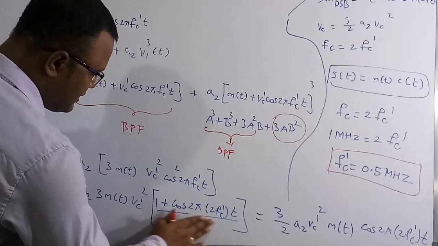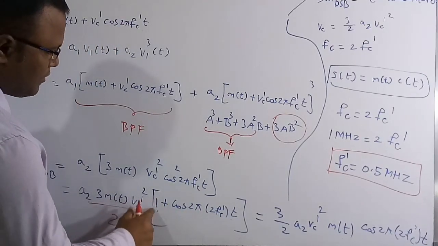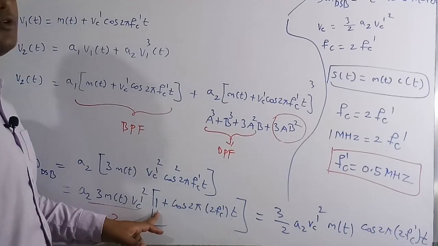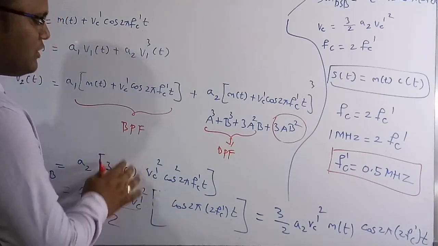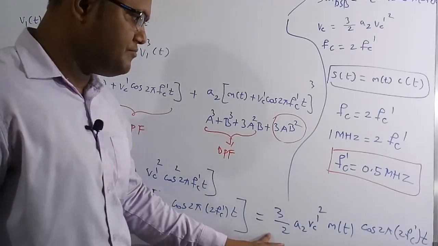Means simply what I am trying to say is, take this 2 outside. Just take this 2 outside, and this constant part is not going to appear at the output, means this is going to be filtered by this band pass filter. So therefore this is the only thing we are going to get now. So this is the equation I have written here.